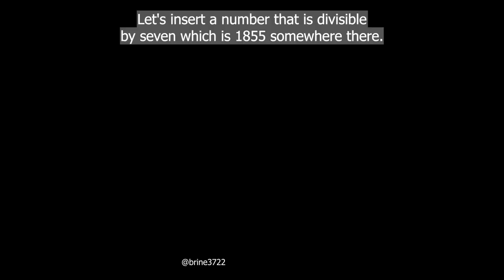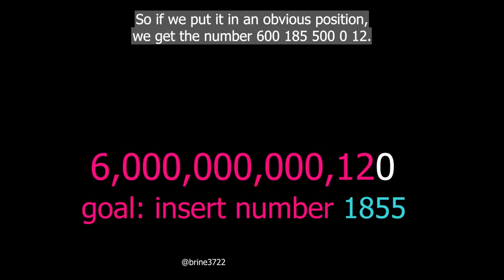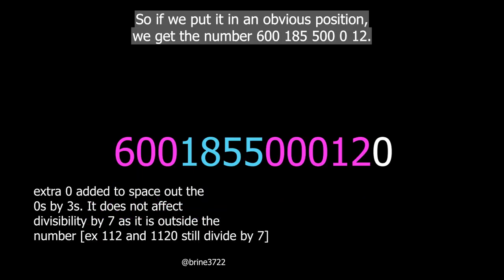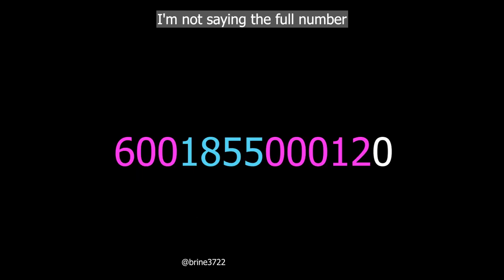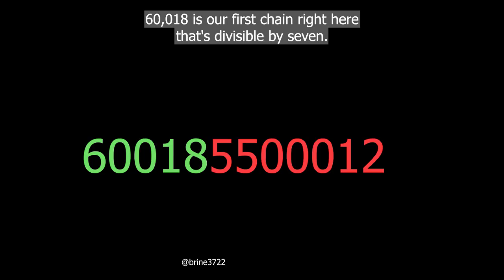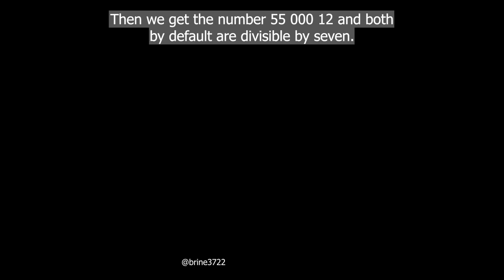And let's insert a number that is divisible by 7, which is 1,855, somewhere there. So if we put it in an obvious position, we get the number 600,185,500,012. I'm not saying the full number because it's going to take too long trying to pronounce it for the video. But for math nerds, it looks painfully obvious. 60,018 is our first chain right here. That's divisible by 7. Then we get the number 55,000,012, and both by default are divisible by 7.